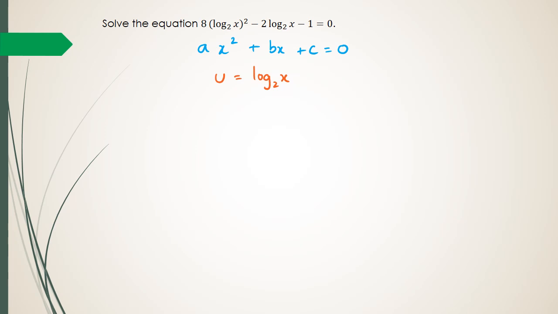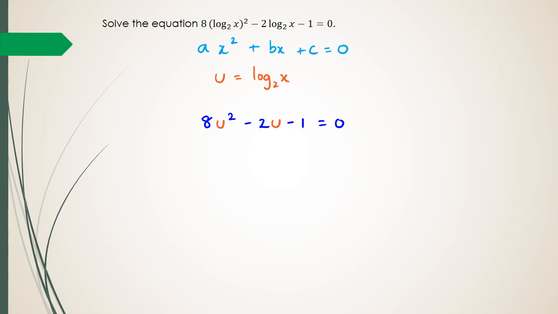When you do this, that ugly looking equation at the top now changes. Because it's log 2x, we can rewrite this as 8u squared minus 2u minus 1 is equal to 0. So you've actually got a nice quadratic right there, and you just need to factorize the quadratic and solve for u.